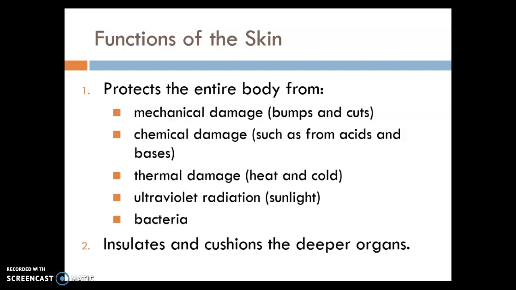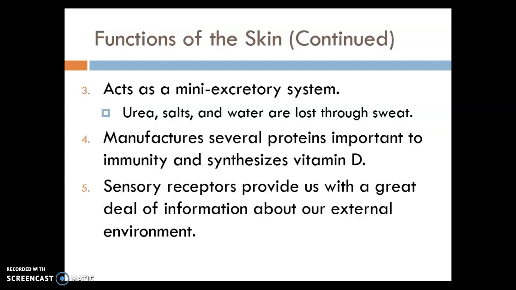Ultraviolet radiation. Our skin has what's called melanocytes in it, and that creates melanin, which becomes more abundant when we're out in the sun. So that creates a darker skin color, which prevents sun from getting into our internal system and protects us from our environment. Also protects us from bacteria, which is extremely important also. I mean, we have bacteria all over us, but there is some bacteria that can be detrimental to us. And it insulates and cushions our organs.